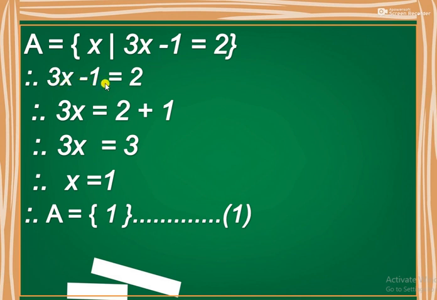3x - 1 = 2. When this minus 1 goes to the other side, it becomes plus 1. So 1 plus 2 is equal to 3. Therefore 3x = 3. Now take this multiplication by 3 to the other side, it becomes division by 3. So 3 divided by 3 is equal to 1. Therefore, the value of x is 1 and the element of set A is 1. Let us say this is equation 1.